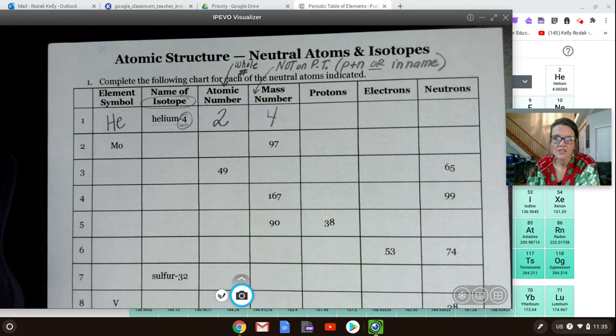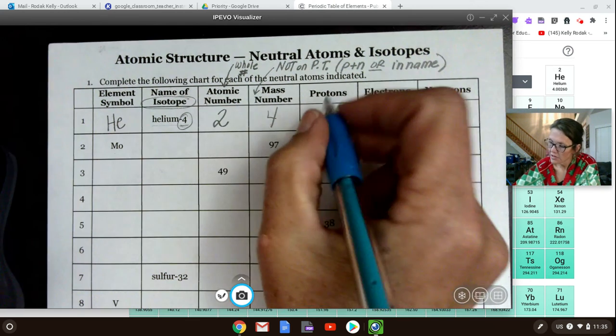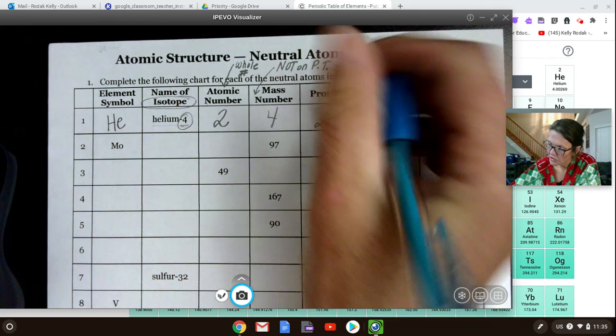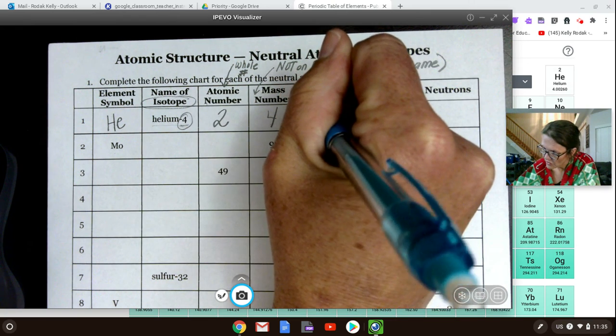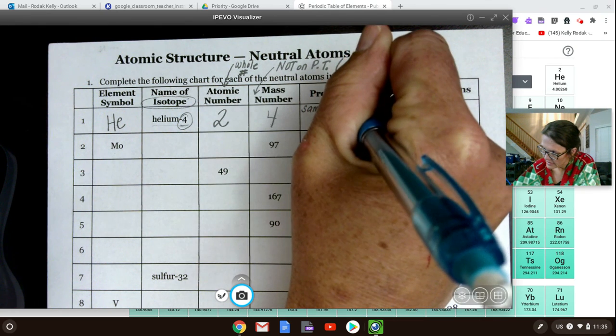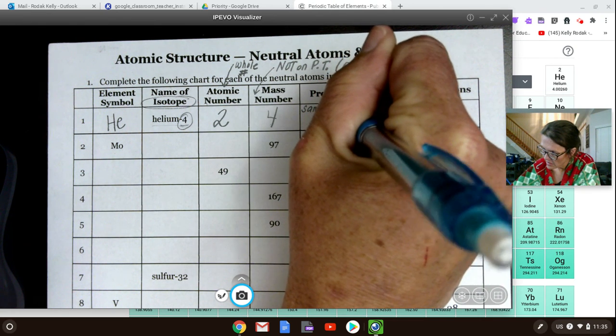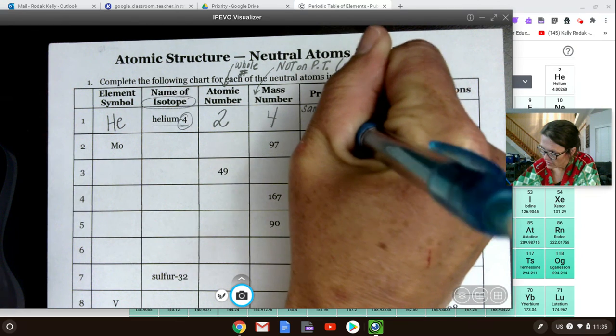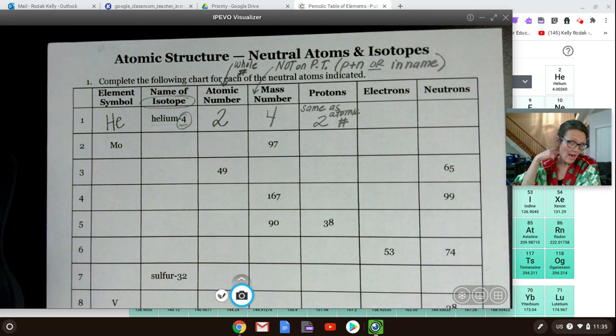Now, the next thing we need to do is identify the number of protons. Remember that protons are the same as the atomic number. So there are 2. I'm going to say here, just for notes, that these are the same as atomic number. Sorry. And then it also wants us to identify the electrons.